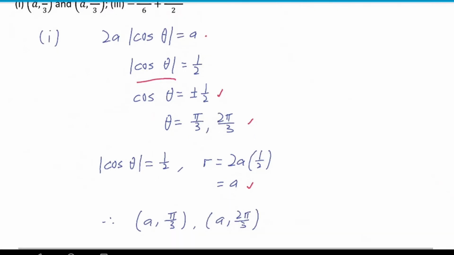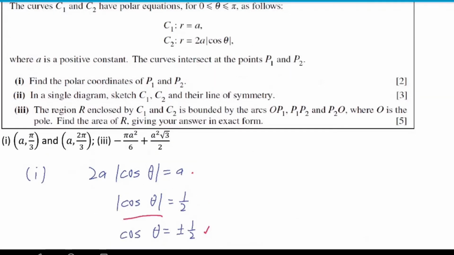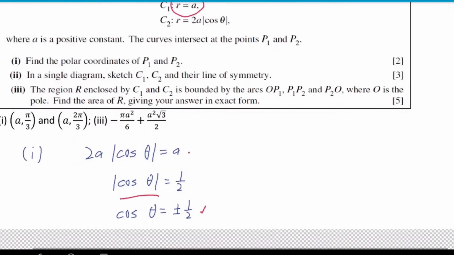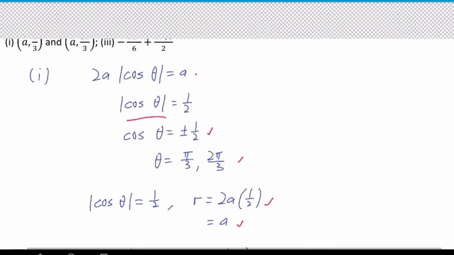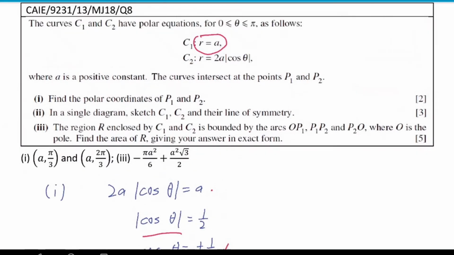But of course, we need to find the value of r there. Because r is already equal to a, the r value must be a. We don't need to do further calculation. In fact, we can just take the value of r, which is a, straight away. So these are the polar coordinates where they intersect. Next is to sketch C1, C2 and their line of symmetry.